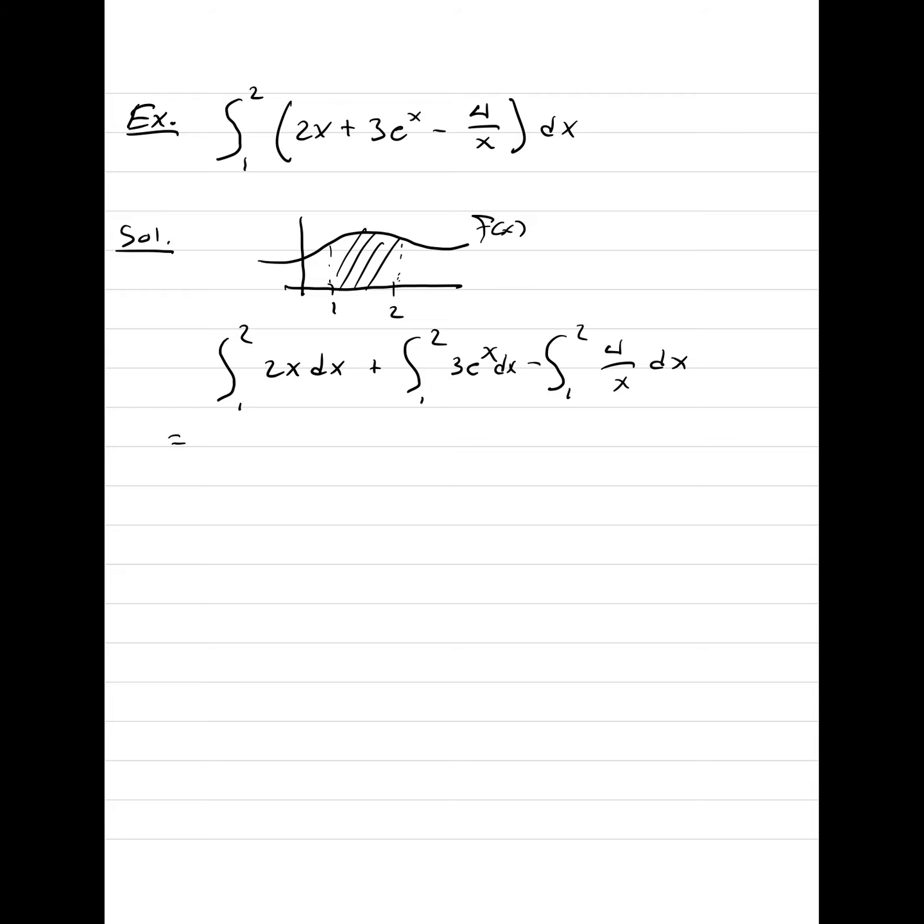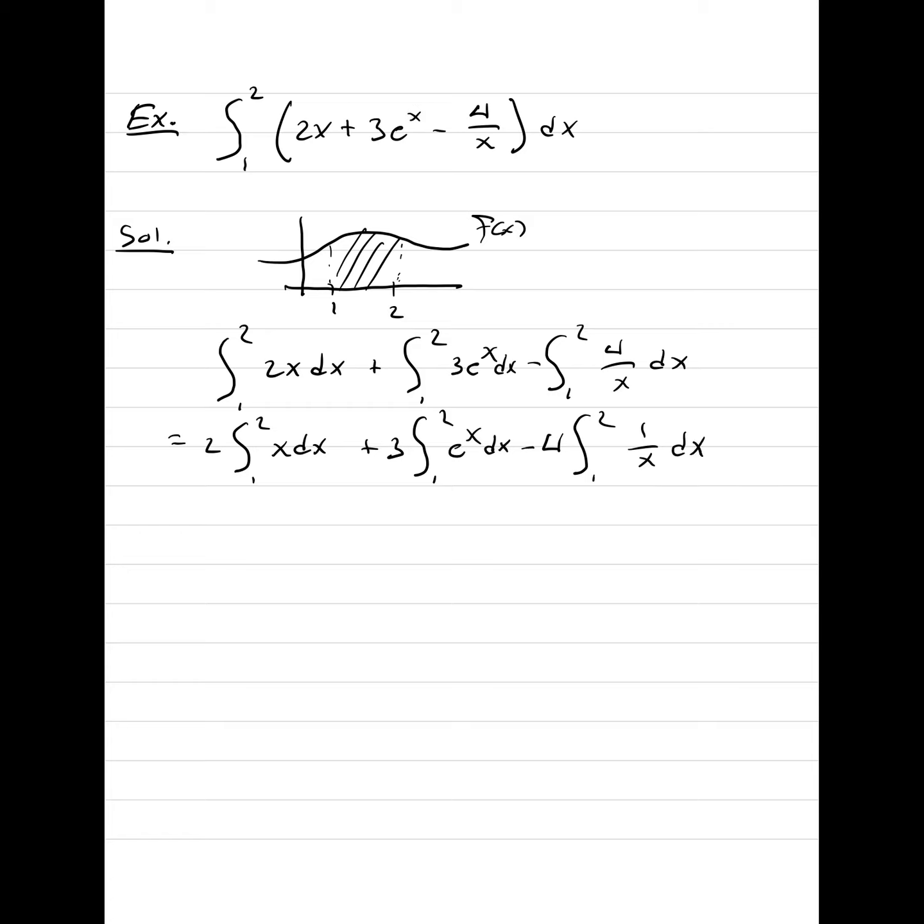Another thing that I'm going to recognize is that I can actually pull out constants. So if I have a constant here, a 2, a 3, a 4, I can pull those out. Rewrite it as 2 times the integral from 1 to 2 of x dx plus 3 times the integral from 1 to 2 of e to the x dx minus 4 times the integral from 1 to 2 of 1 over x dx.